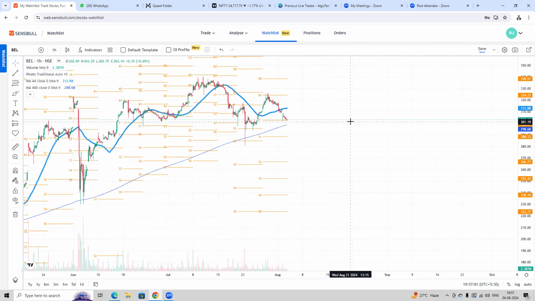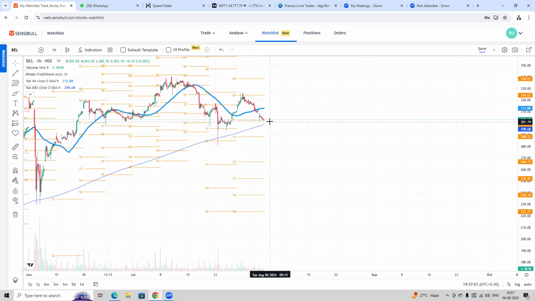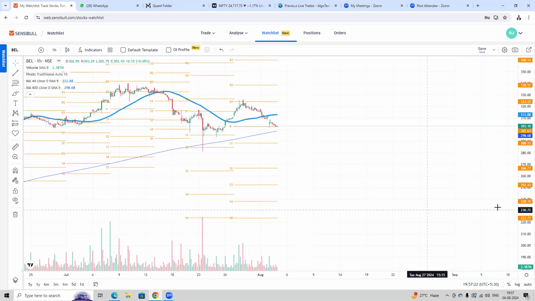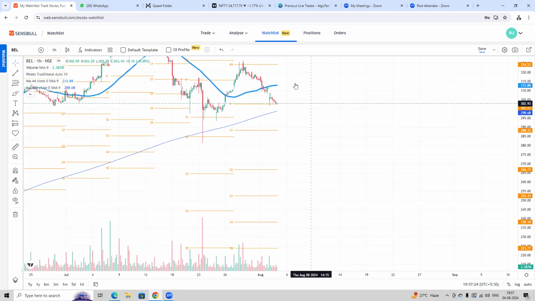You can buy only if this price is hitting above the 44 days moving average and again a green candle opens above 44. At that point of time you can buy it. And if it is breaking below, if the trend is reversing, you keep a stop loss here. You can enter a BEL short trade and wait for the candle to form tomorrow.